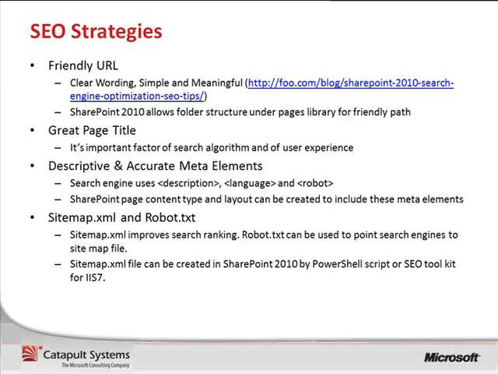Descriptive and accurate metadata elements. Search engines use description, language, and robot tags to better understand the content on your site and take that into account when they index your content. Earlier, keywords was one of the tags that was used. It's not used as often now. These other fields are used more often now.